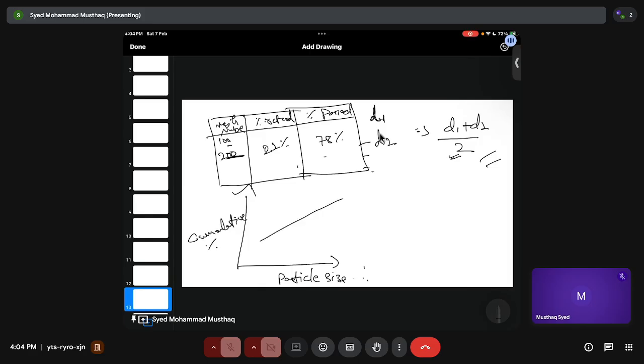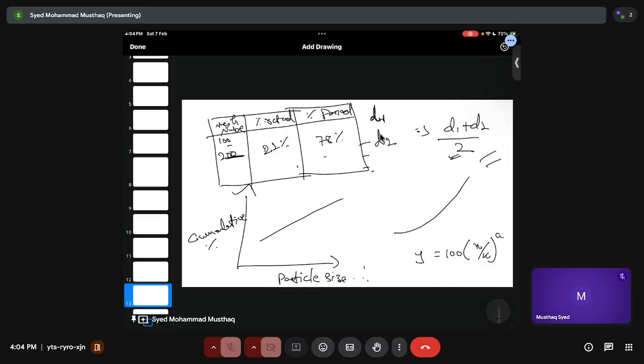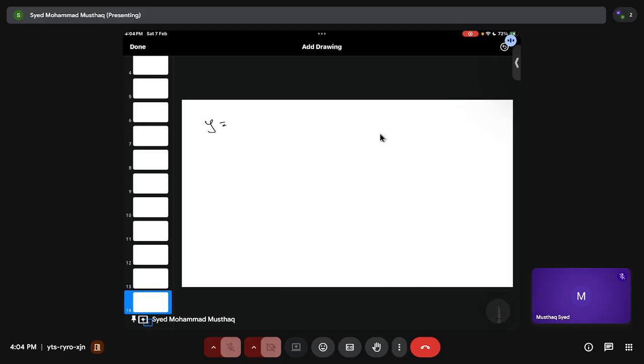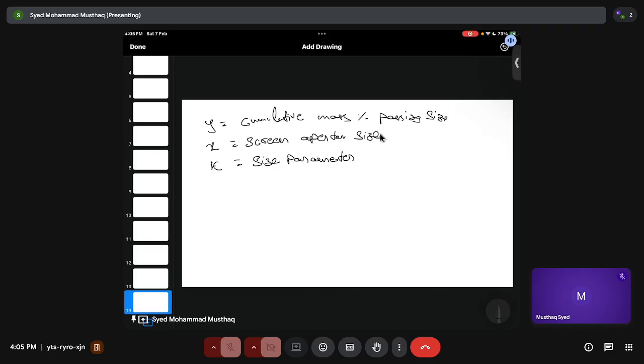If it is non-linear, something like this, then you have to use this formula: y equals 100 into (x by k) whole power a. Here y is the cumulative mass percentage or passing size, x is your screen aperture size, k is your size parameter, which tells you the size of your particle, and a is your distribution parameter.